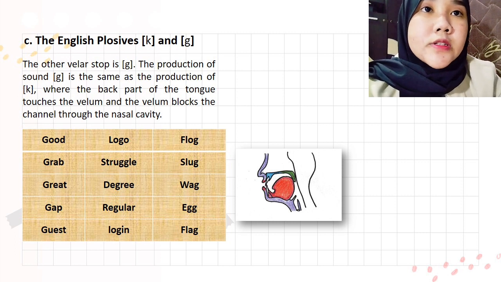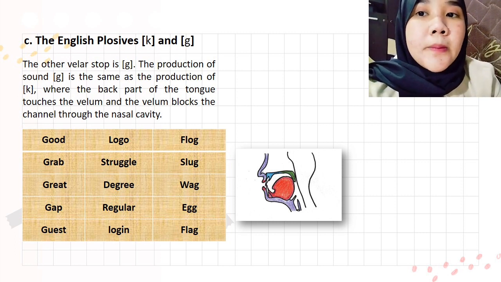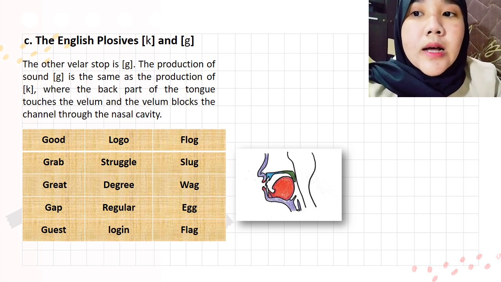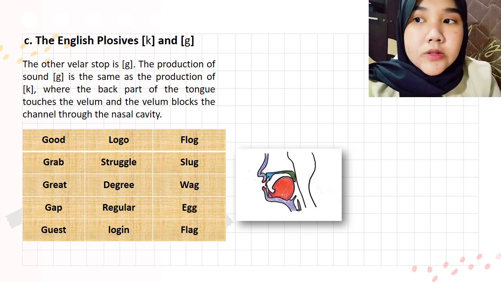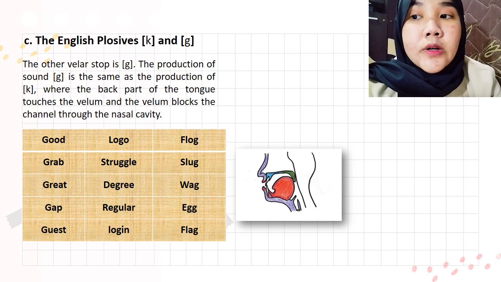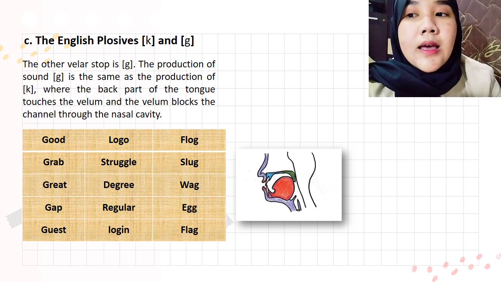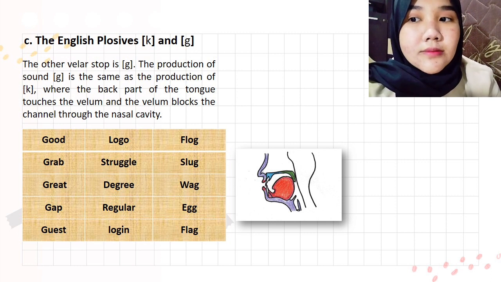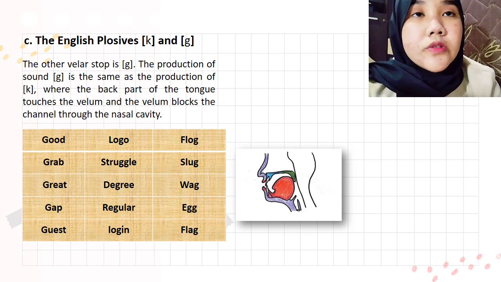Then the other velar stop is g. The production of the g sound is the same as the production of k, where the back part of the tongue touches the velum and the velum blocks the channel through the nasal cavity. Look at the examples. In the beginning of words are good, grab, read, cap, quest, and in the middle of words are look, struggle, degree, regular, login, and at the end of words are flog, slug, vag, egg, flag.